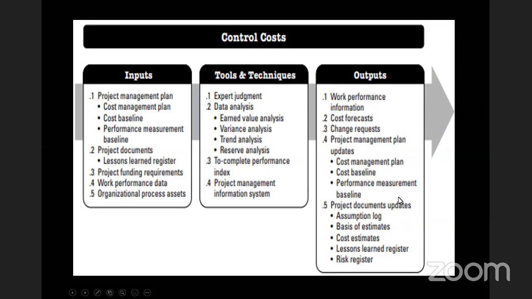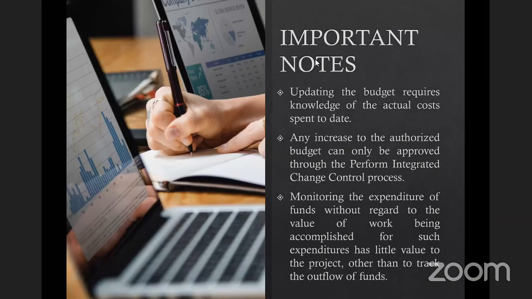And then your project document updates that you will get will be your assumption log, your basis of estimate, your cost estimate, your lessons learned register, and your risk register. They will all be improved during this process. Now, important items to note or issues to note.